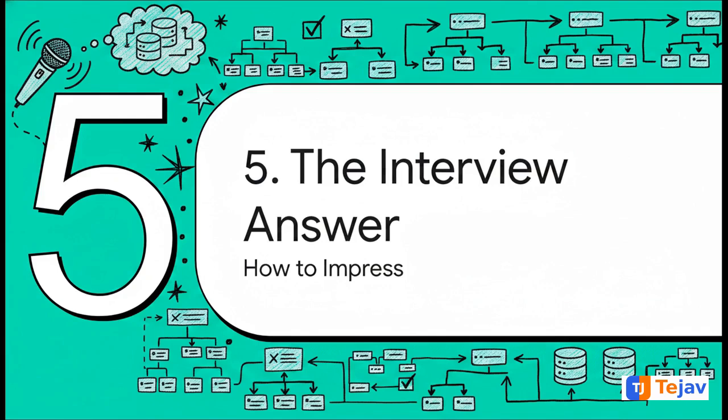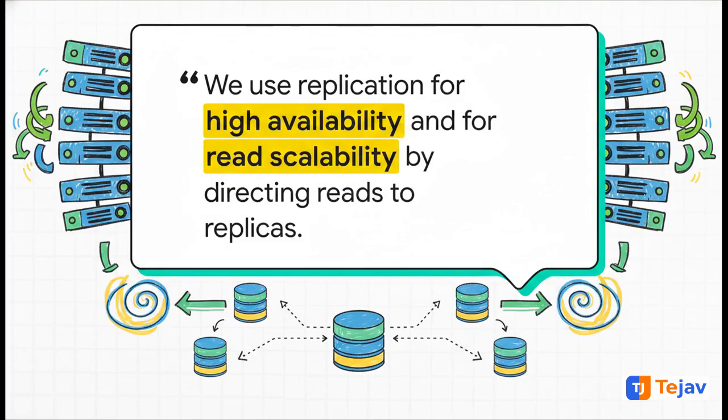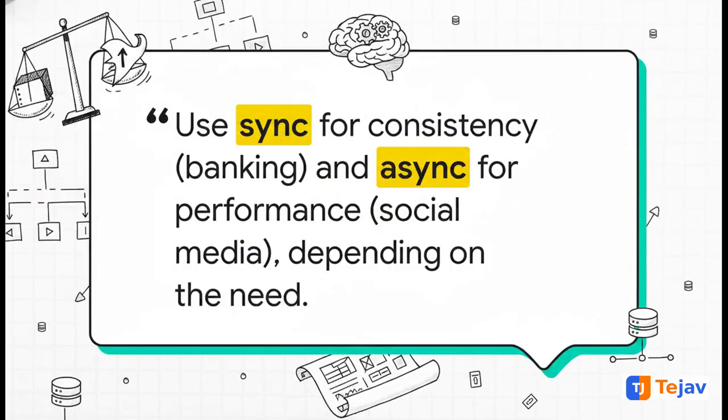You're sitting in that interview, the question comes up. Here's how you deliver an answer that's going to knock their socks off. You start with this. This is your opening sentence. It's confident, it's clear, and it immediately hits the two main reasons we do this in the first place: keeping the system online and making it fast for users, high availability and read scalability. And then, this is your follow-up. This is the part that shows you understand there's no single best answer. It shows you know that the right choice is all about the trade-offs and what the business actually needs for a specific feature. This proves you're thinking like an architect.